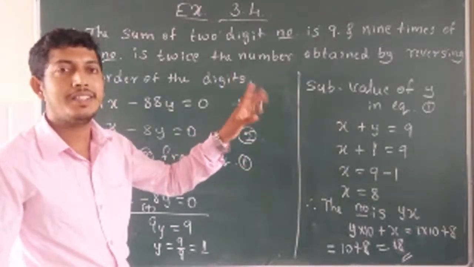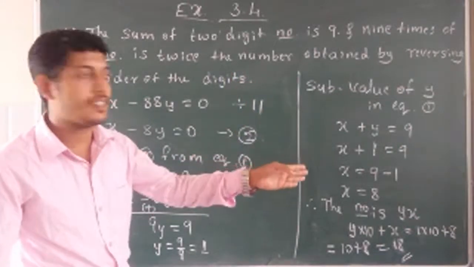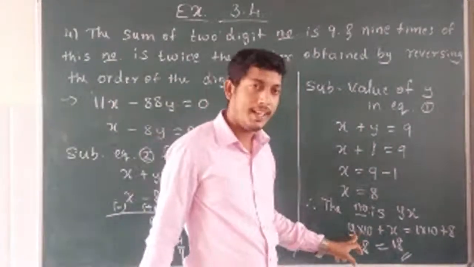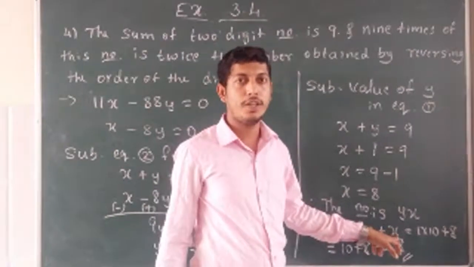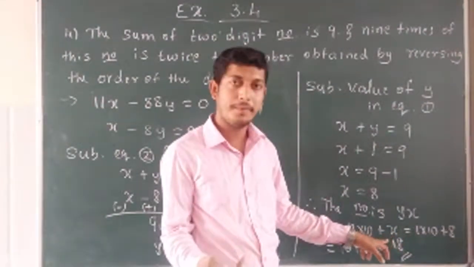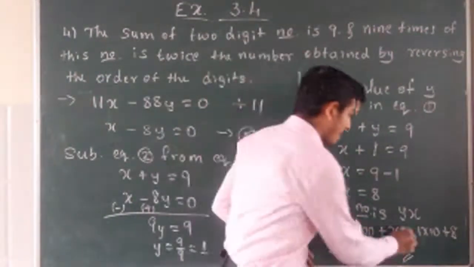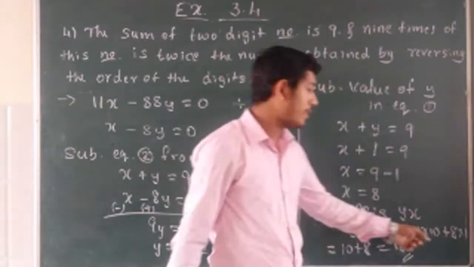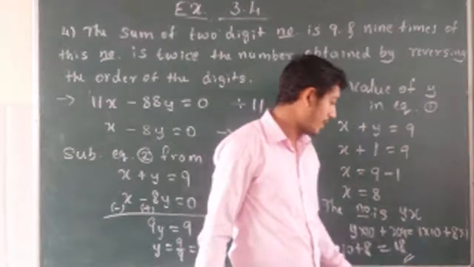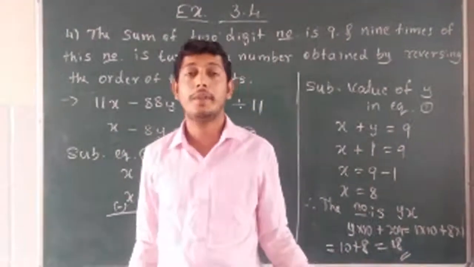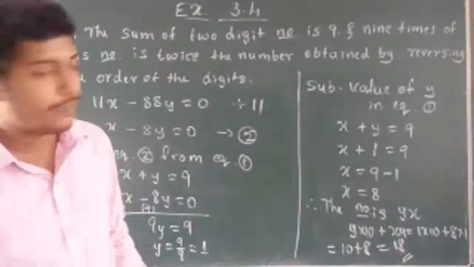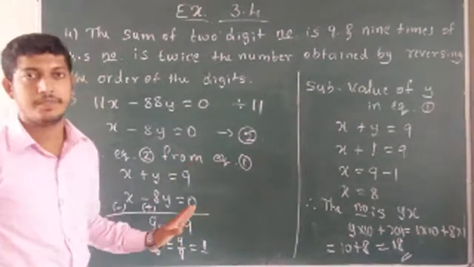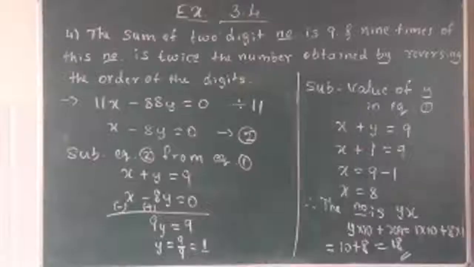so therefore the number becomes yx, and y means it is the tenth place, therefore we can write this as 10 into y plus x, that is the unit place, x into 1. So it becomes 10 into 1 plus 8 into 1. It becomes 10 plus 8, that is 18. Therefore, the number is 18. So this is a very, very important question.